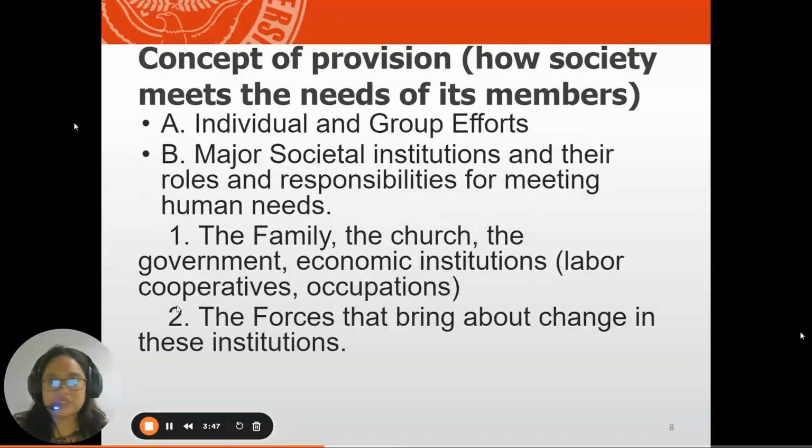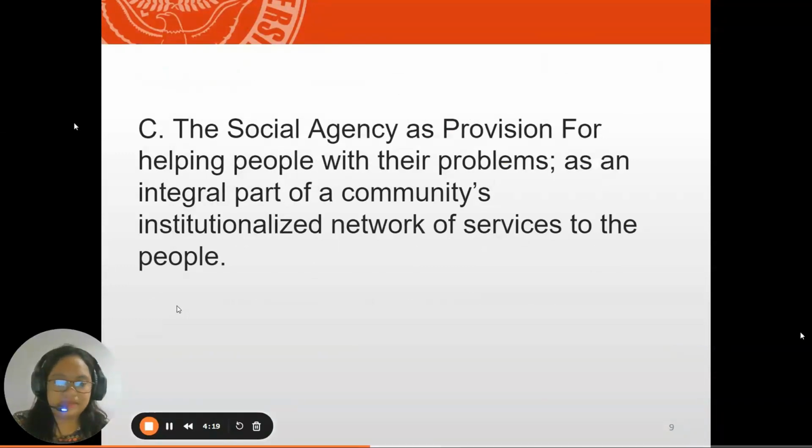So these are the concepts of provision on how society meets the needs of its members. First one is the individual and the group efforts. Second is the major societal institutions and their roles and responsibilities for meeting human needs, for example, the family, the church, the government, economic institutions, labor cooperatives, occupations, and the forces that bring about change in these institutions. Then, lastly, the societal agency as provision for helping people with their problems as an integral part of the community's institutionalized network of services to the people.